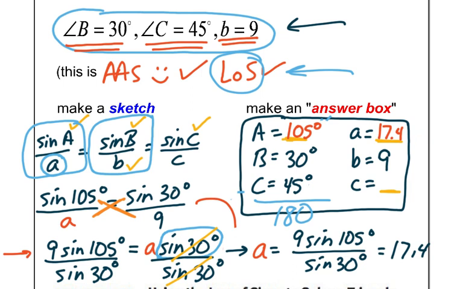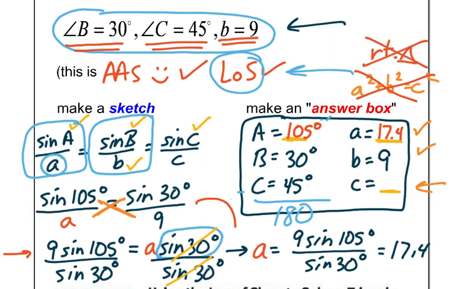Now that I have side A and side B, can I just do Pythagorean? Can I just do a little A squared plus B squared and see if I can find C squared so I can get that really easy? No, you can't. And remember, the reason we can't do that is because this is not a right triangle. And we can only do Pythagorean on right triangles. Since this is not a right triangle, we cannot use Pythagorean. Oh, darn. Man, I wish we could.